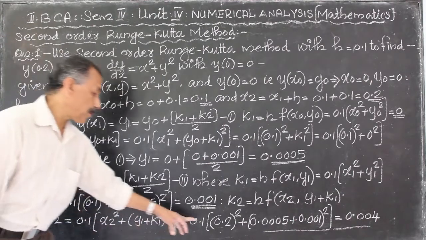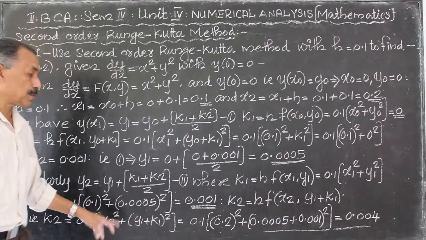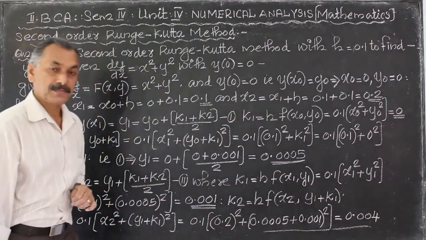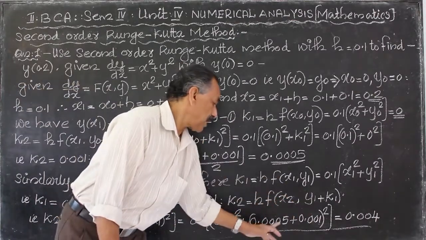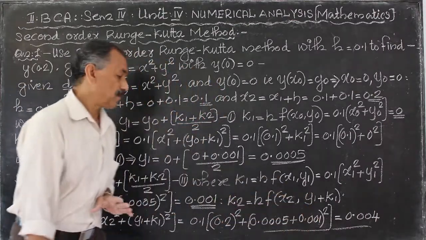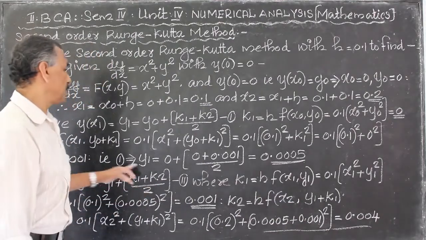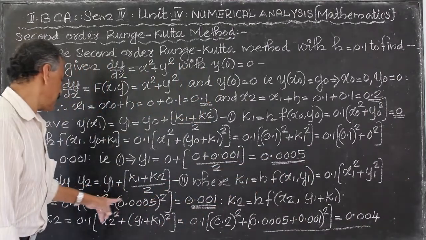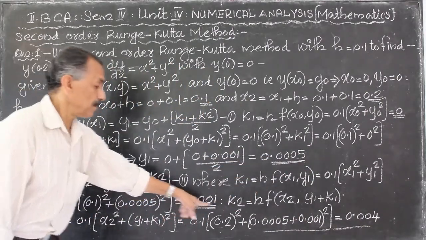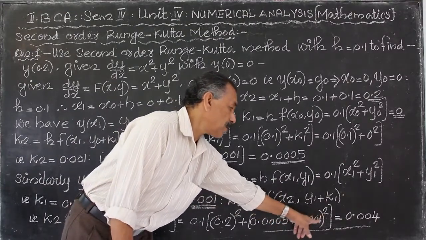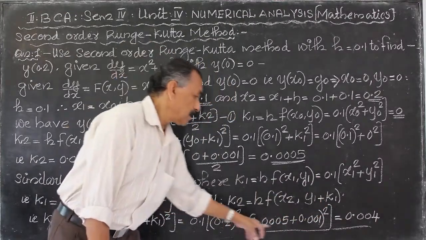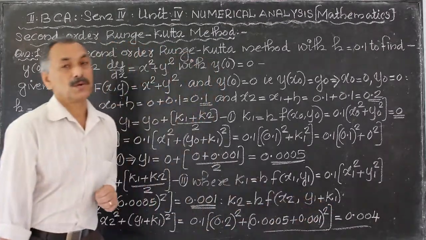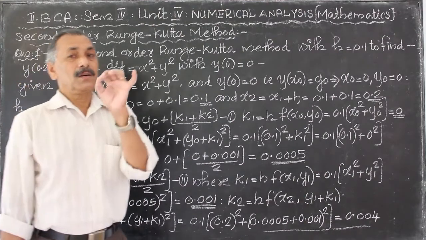That is 0.1 into (x2 square plus (y1 plus k1) square), where x2 is equal to 0.2. And what is y1? Y1 is equal to 0.005, plus k1, which we can get now, is 0.001. Squaring and multiplying, we get k2 is equal to 0.004.